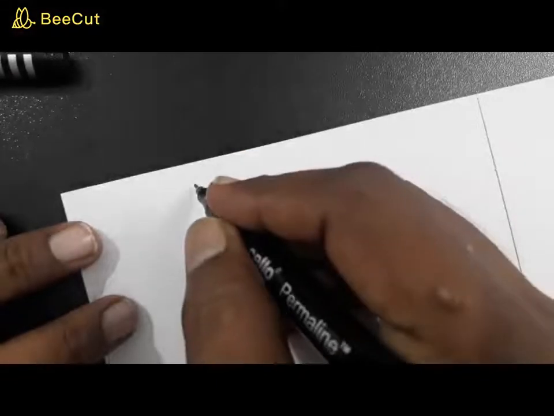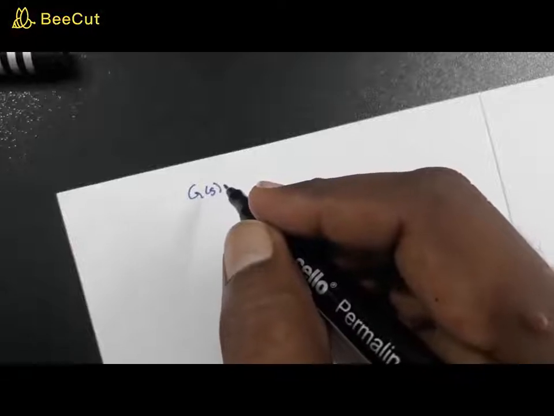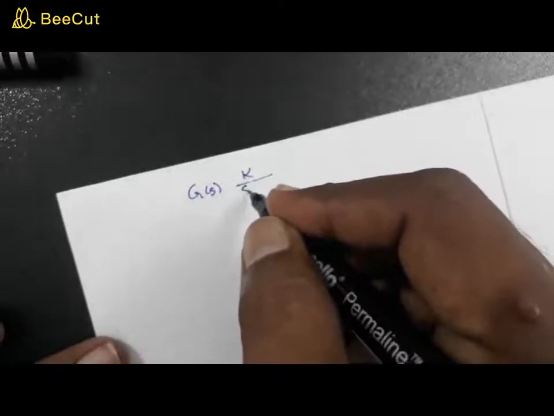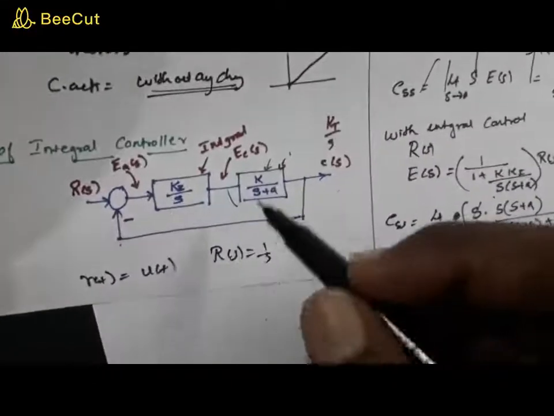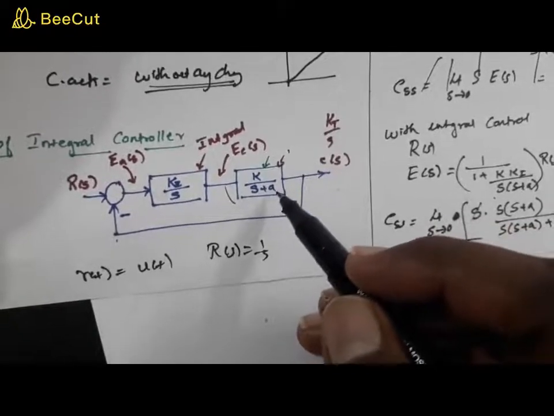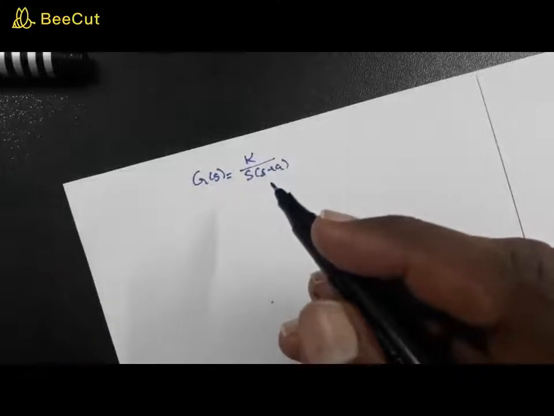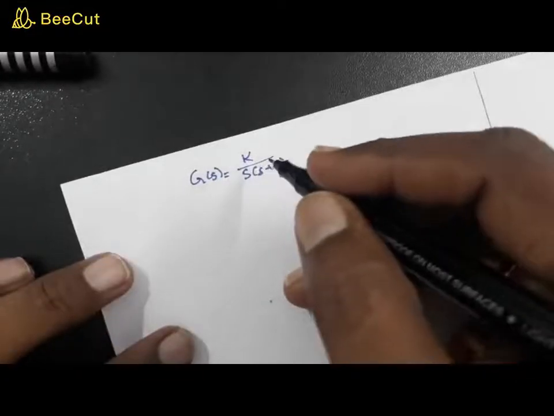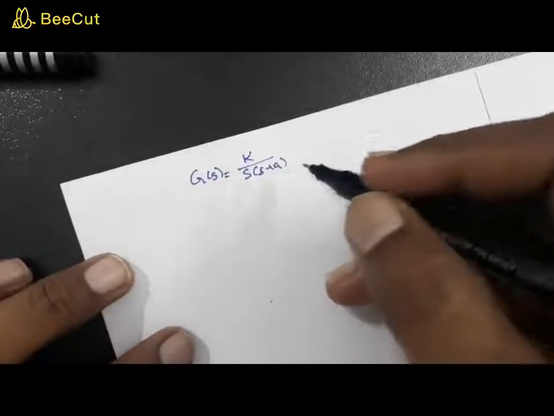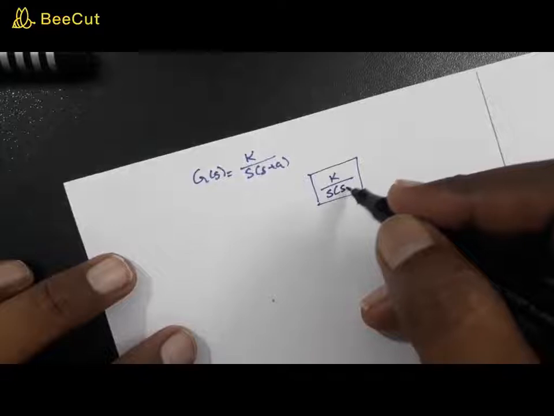So for example, consider a type 2 system with G(s) equal to K by s into (s plus a). Do remember the first case we considered was K by (s plus a), meaning that was a type 0 system, while this one is a type 1 system. So when you add an integral action, your G(s) will be K by s into (s plus a).